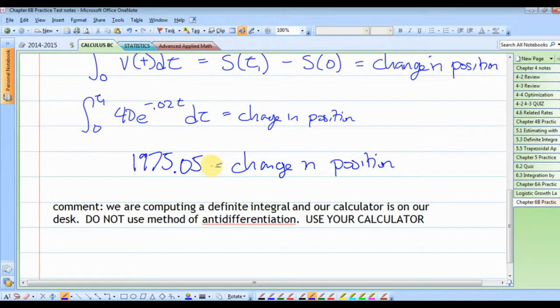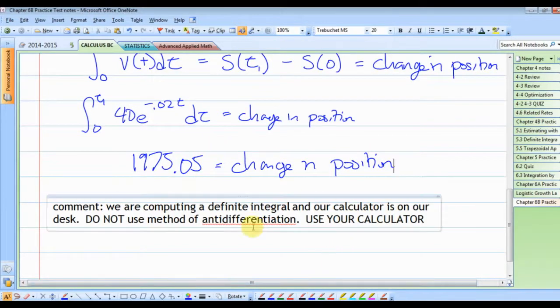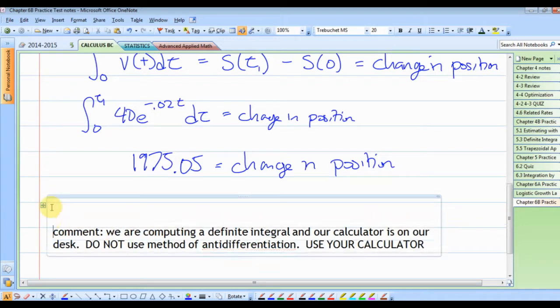All right, so let's write our summary here. Summary. The truck will coast. I don't even think it's coasting. It's actually applying its brakes, isn't it? 1975.05. Is it meters? That sounds like a long way. No, that's not that bad. 2 kilometers. Before coming to a complete stop.